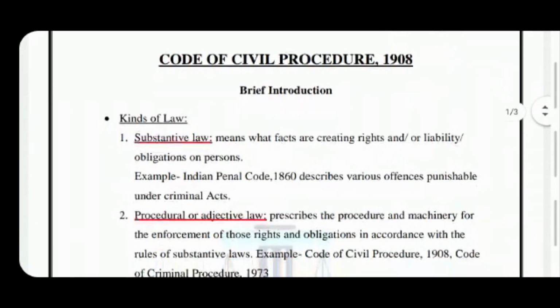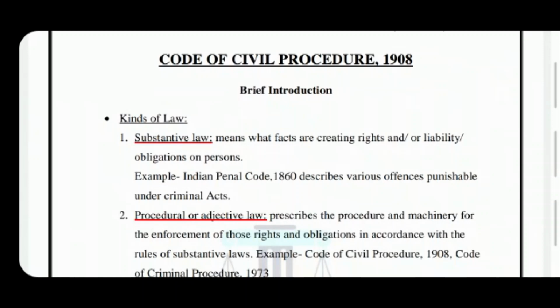Substantive law tells us the rights or the liabilities which are made available to a person through many acts like the Indian Penal Code 1860. It describes various offences punishable under criminal acts. So, substantive law means those facts which create rights or liabilities on any person.